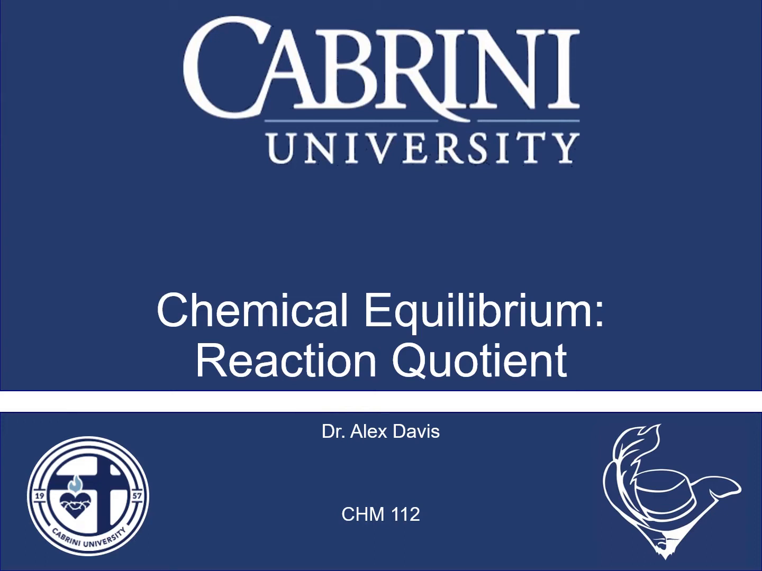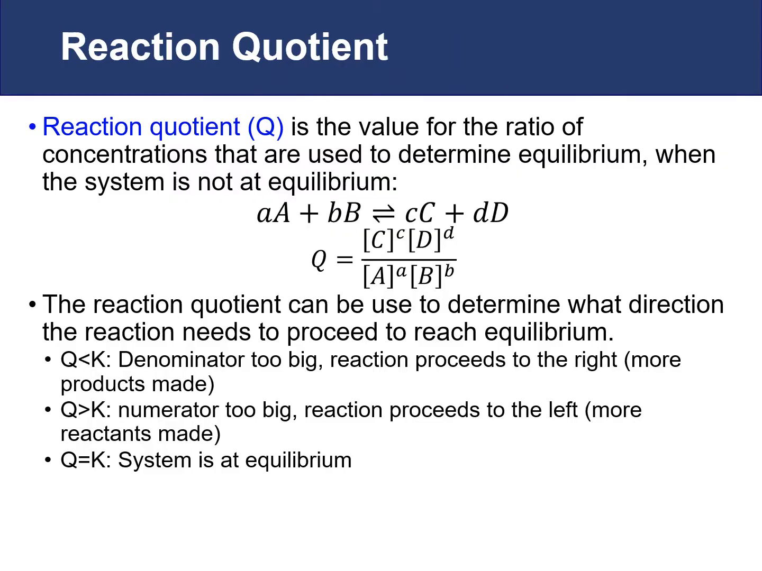In this video, we will discuss the concept of the reaction quotient. In our previous video on equilibrium constants, we had talked about how the equilibrium constant, capital K, is equal to the ratio of the concentration of the products raised to their respective coefficients that come from the balanced chemical equation divided by the concentrations of the reactants raised to their respective coefficients using the concentrations at equilibrium.